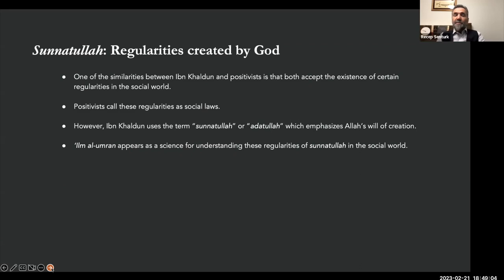Sunnatullah is something very important for Ibn Khaldun. One of the similarities between Ibn Khaldun and positivists is that both accept the existence of certain regularities in the social world. Positivists call these regularities social laws. However, Ibn Khaldun calls them Sunnatullah or Adatullah, which emphasizes Allah's will of creation. Ilm Umran appears as a science for understanding these regularities of Sunnatullah or Adatullah in the world. These are the regularities, the patterns Allah Ta'ala created.